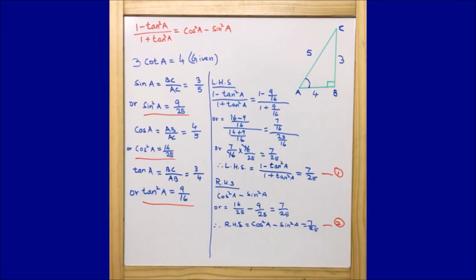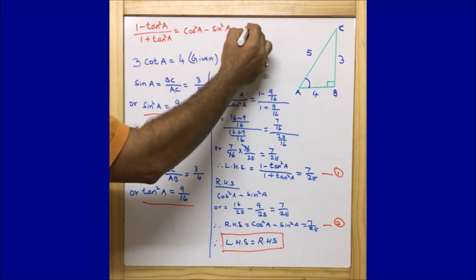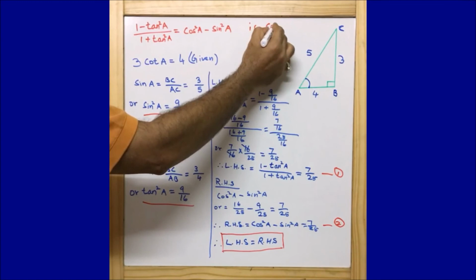Now guys, what did we observe? We observed that left hand side is equal to 7 by 25 and right hand side is equal to 7 by 25. Therefore we can say that left hand side is equal to right hand side. So it is proved that 1 minus tan square A upon 1 plus tan square A is equal to cos square A minus sin square A. So we can say it is correct. This is our conclusion.